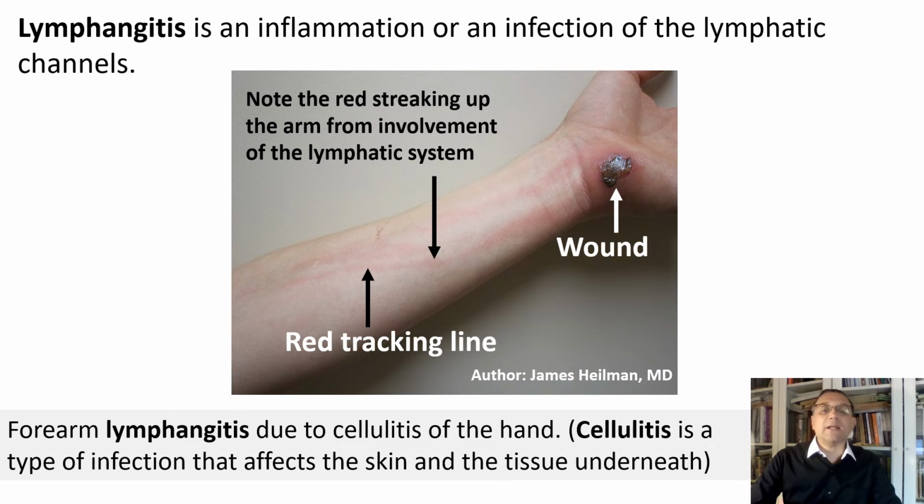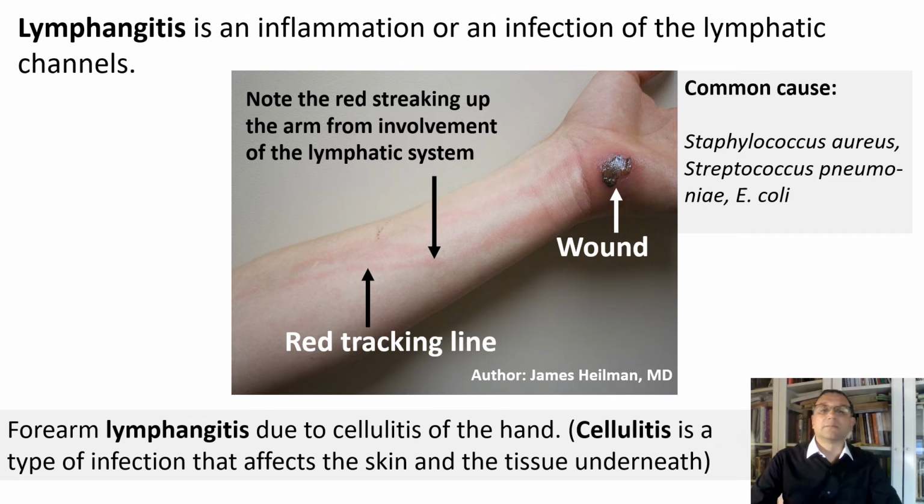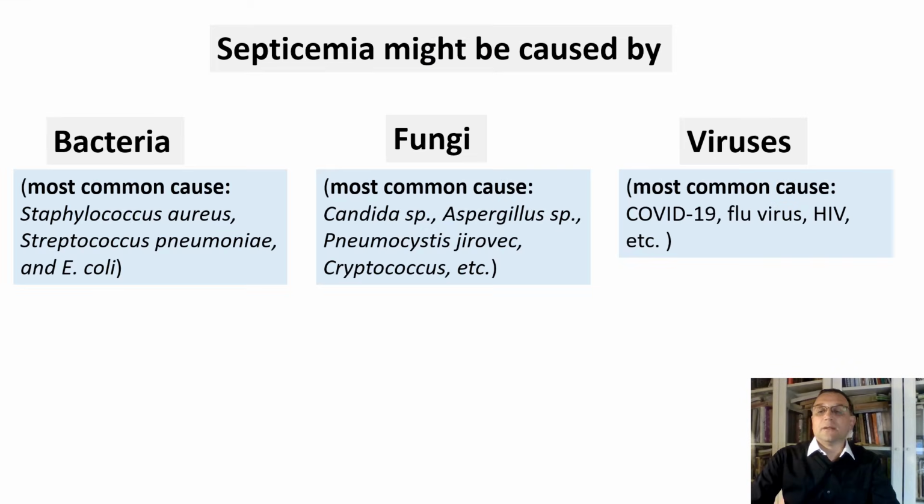What you see on this slide is forearm lymphangitis due to cellulitis of the hand. Cellulitis is a type of infection that affects the skin and the tissue underneath. The germs most responsible for this life-threatening condition are bacteria, including Staphylococcus aureus, Streptococcus pneumoniae, and E. coli. And again, septicemia requires immediate treatment to prevent the condition from worsening to sepsis.